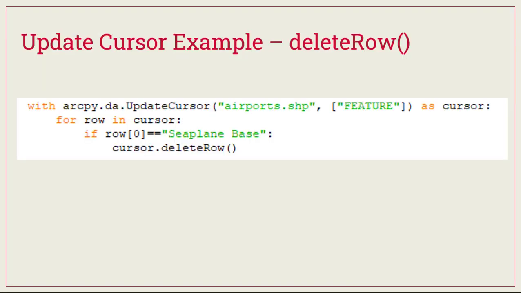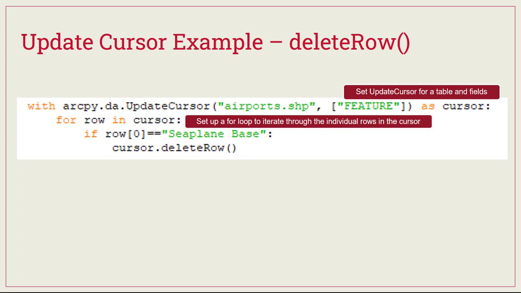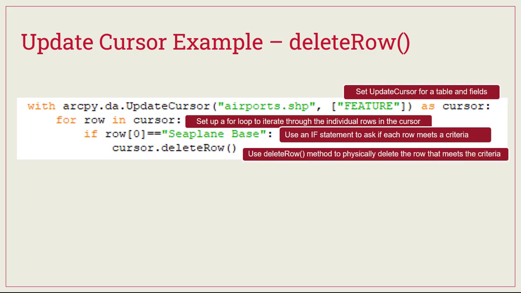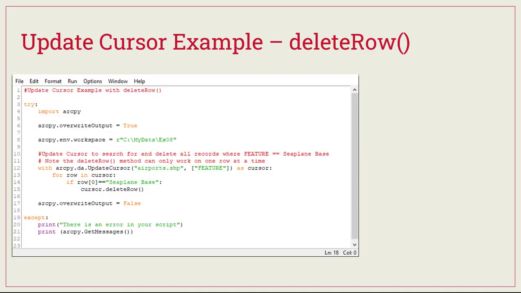Here is how each of these steps match with this short snippet of our code. The first line here is just the setting up of our update cursor with just a single field that we want to work with. Then here we set up our for loop to iterate through each of them. Then here is our if statement that's going to ask if each of our rows meet the criteria. If that evaluates out to be true, then it's going to execute what's in the if statement, which is using the delete row method to physically delete that row out of the data set. Again, if this evaluates out to be false, it simply goes back into row and goes to the next record using the for loop iteration.